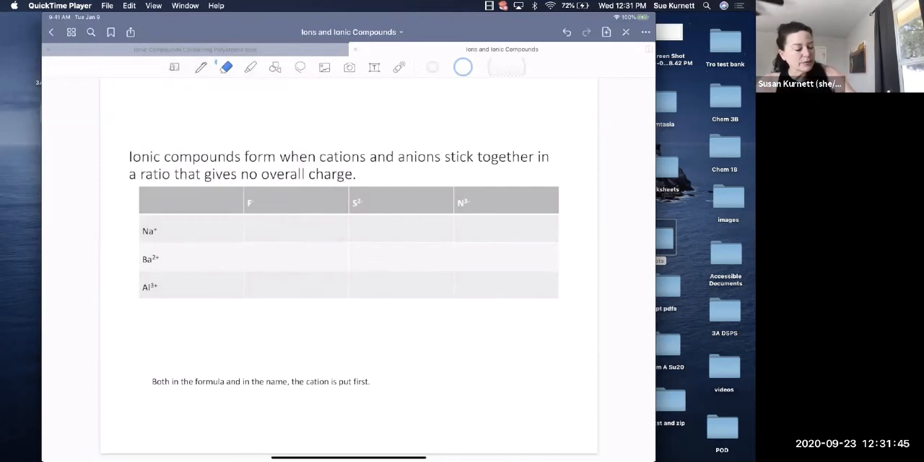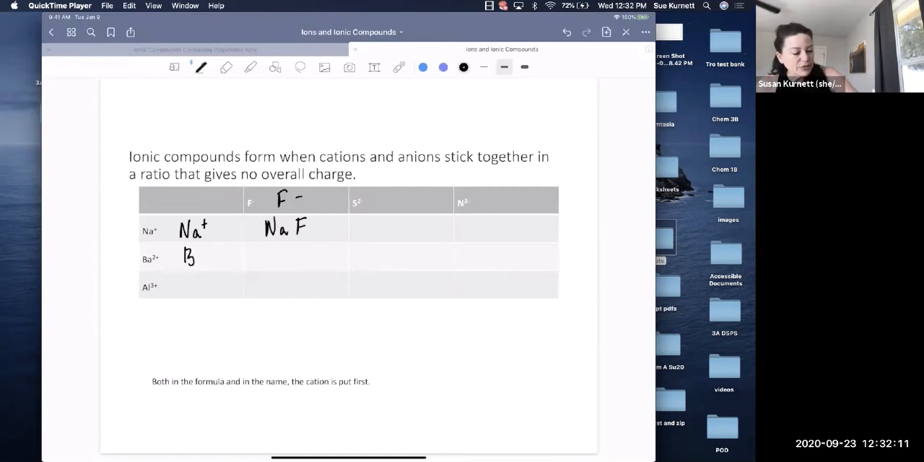So sodium has a +1 charge. Fluoride has a -1 charge. And if we put them together in a 1-to-1 ratio, the charges add to 0. That makes a compound. We always put the metal first, the nonmetal second, cations before anions. And then even though the charges are still present, we hide them.